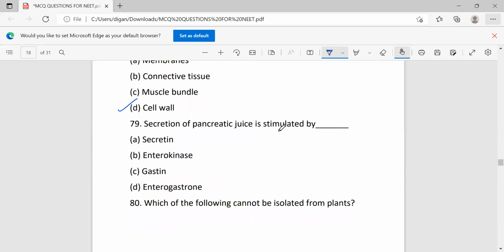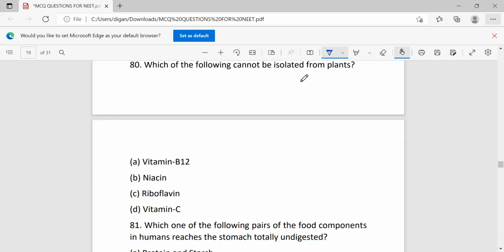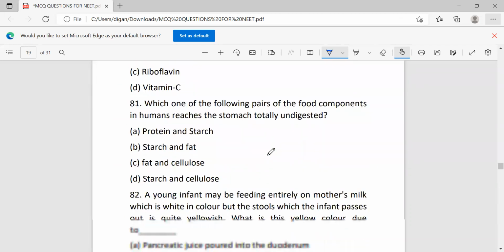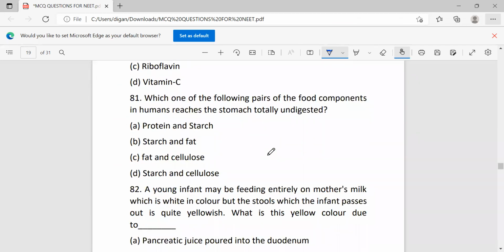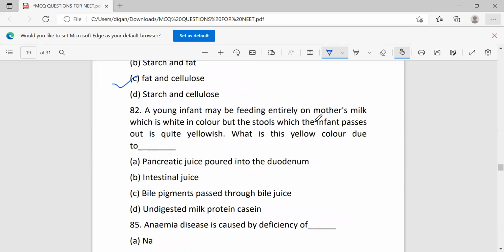Secretion of pancreatic juice is stimulated by secretin. Which of the following cannot be isolated from plant? B12. Vitamin B12 cannot be isolated from plant. For 81, which of the following pair of food component in human reaches the stomach totally undigested? Option is C, fat and cellulose.